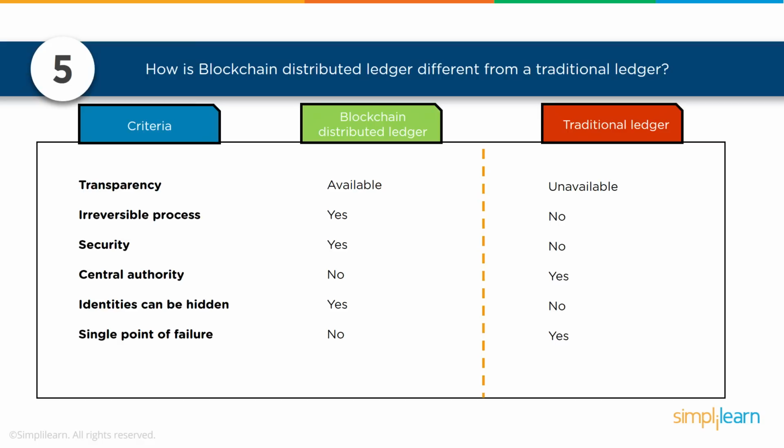Whereas traditional ledgers are based on the concept of centralized authority and control, and all the transactions are controlled by the centralized authority. In a distributed ledger, identities are unknown and are hidden, whereas in a traditional ledger, identities of all the participants have to be known before the transaction can happen.